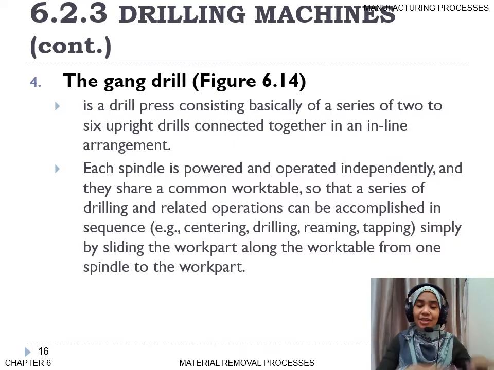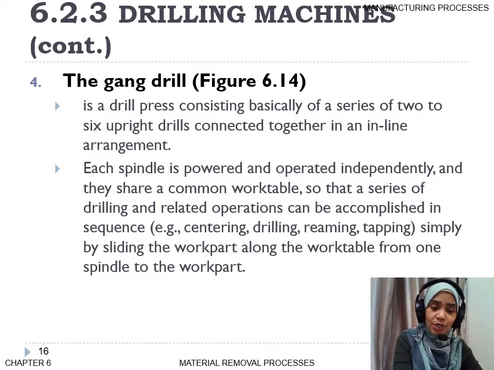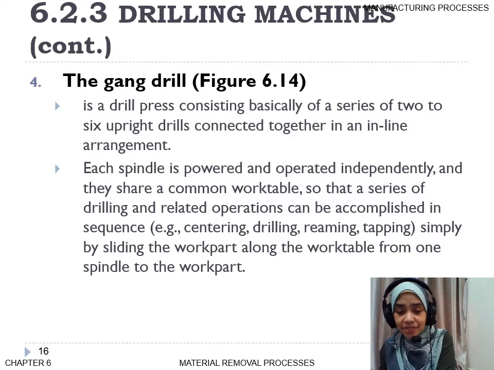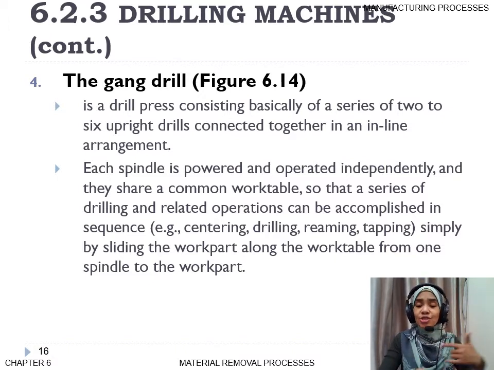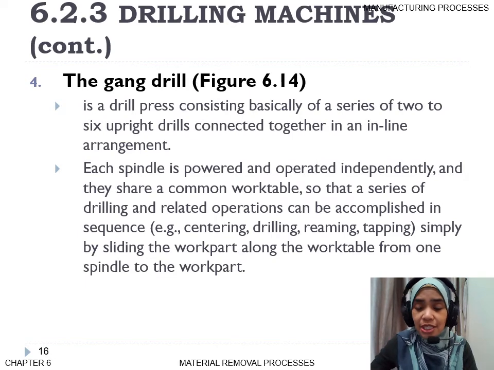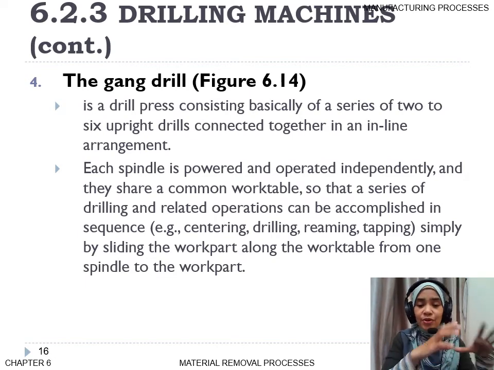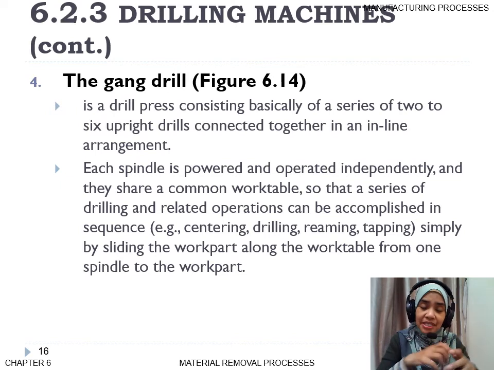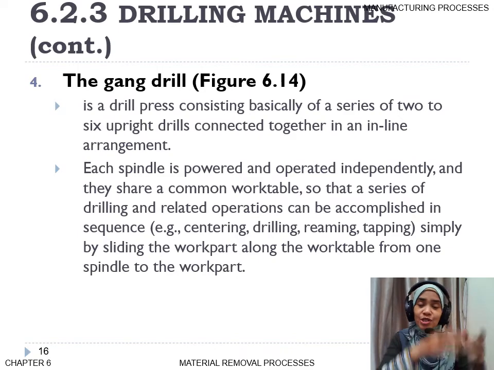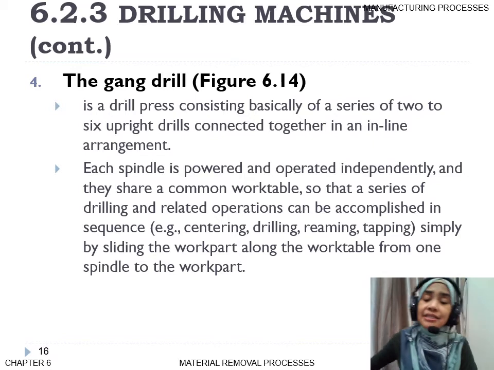So we can go next. On the first table we do centering, on the next table drilling, on the next table reaming and tapping. So we do not need to change the tool, whereas if we use just one drill machine, we have to keep changing the tool: after the center drill, change to a drill bit for drilling, then change to a reamer to enlarge the hole, and then tapping, to create the internal thread in the hole.